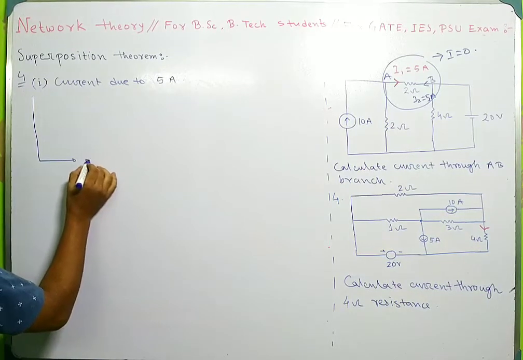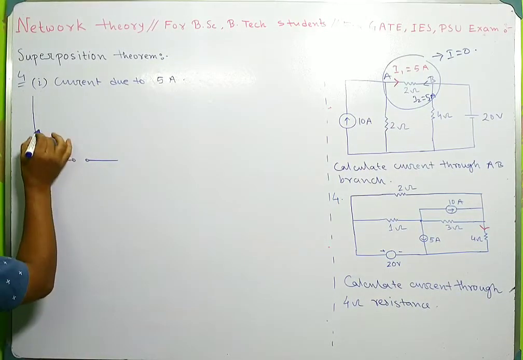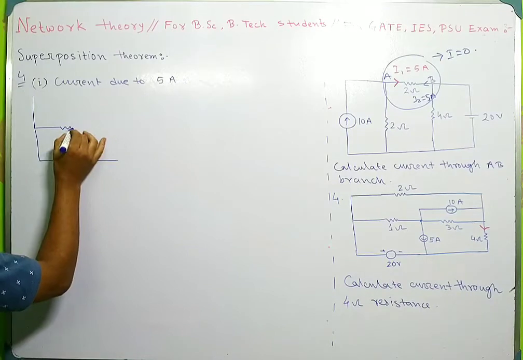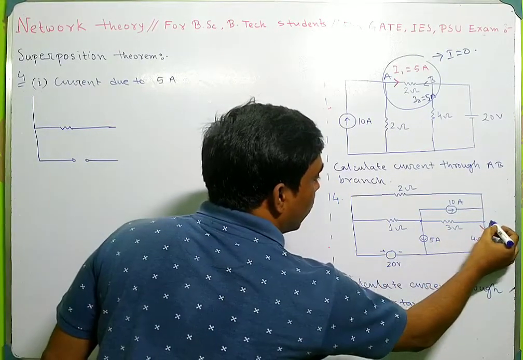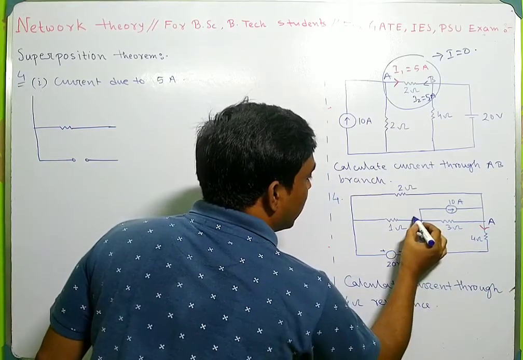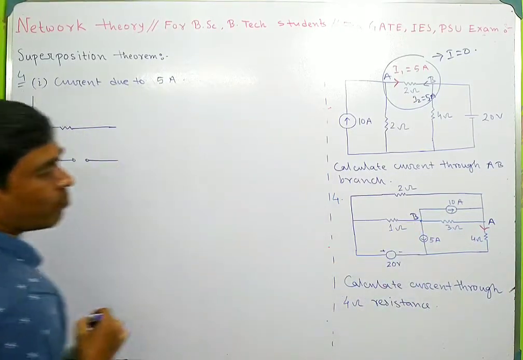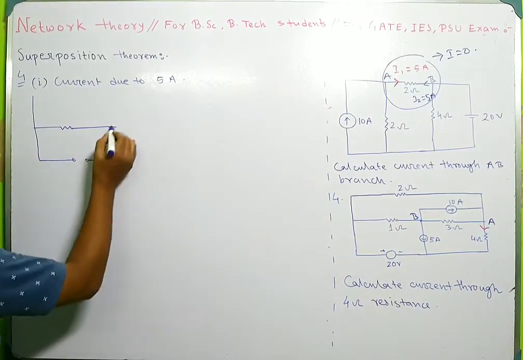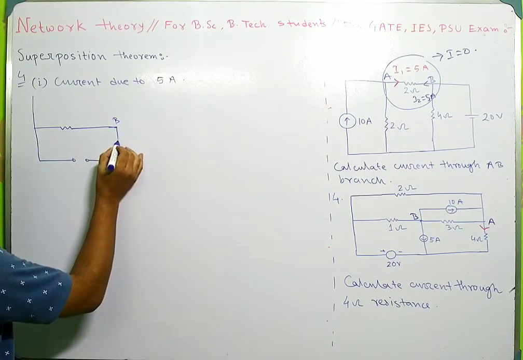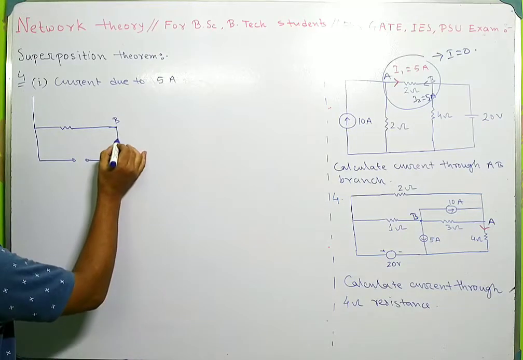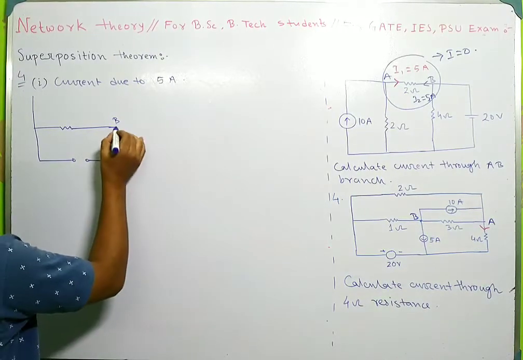This is a voltage source, this is a 2 ohm resistance. Suppose this terminal is called A and this terminal is B. So suppose this is the B node, and this is a current source.